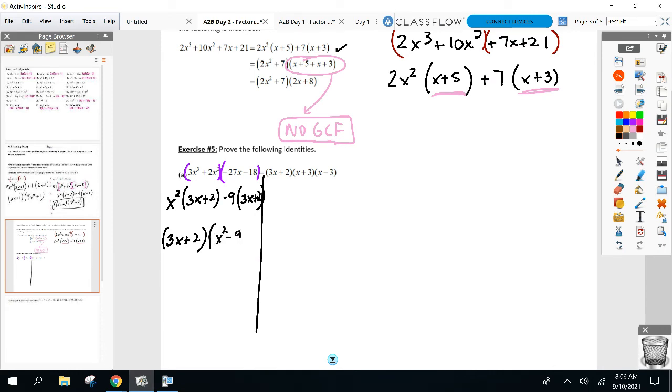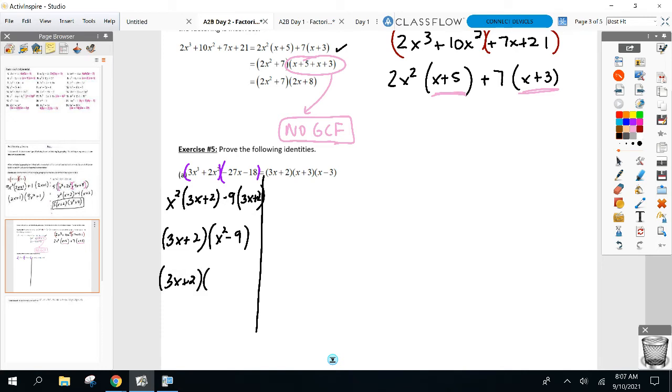X squared minus 9. Does that look like my right side yet? No, it's got to match exactly. So there must be something else we can do, because my left and the right have to match exactly. I had the 3x plus 2, but I don't know how to get these x plus 3 and x minus 3. Anybody see it? Did we see it from yesterday? Clara, go ahead. Difference of perfect squares. X squared minus 9, difference of two perfect squares. So 3x plus 2.